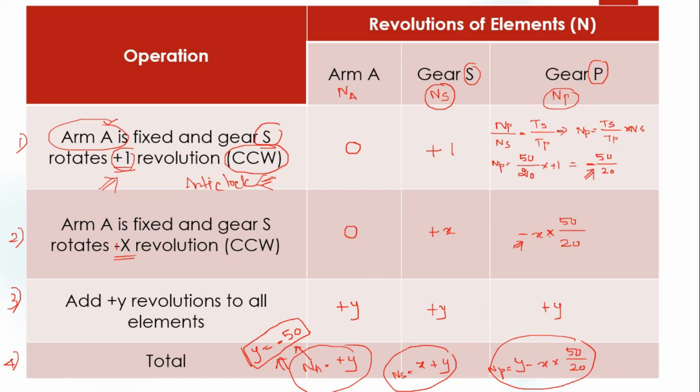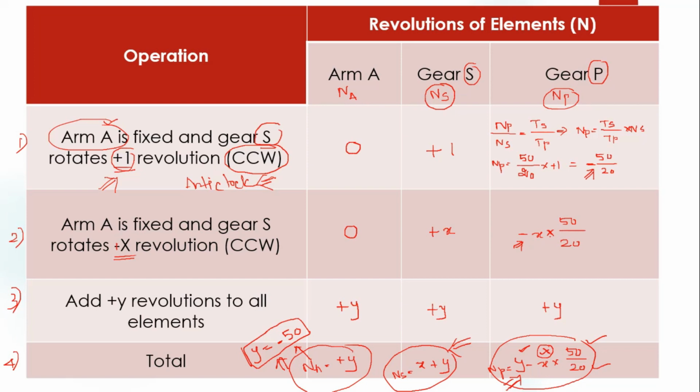the speed of NP, right? We have to find the speed of NP. So then what is the use of this? Before that, see the equation of NP: y minus x into 50 divided by 20. The 50 and 20 are known values and y is also a known value, x we don't know. So first we have to find x, then only we can solve this NP, right?